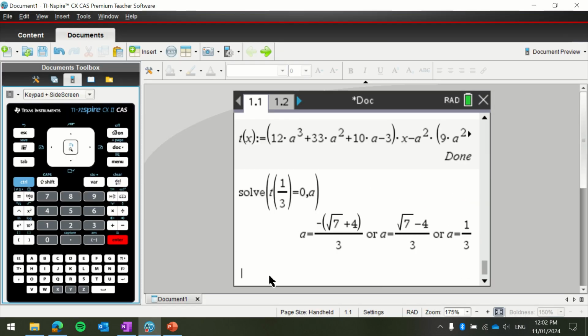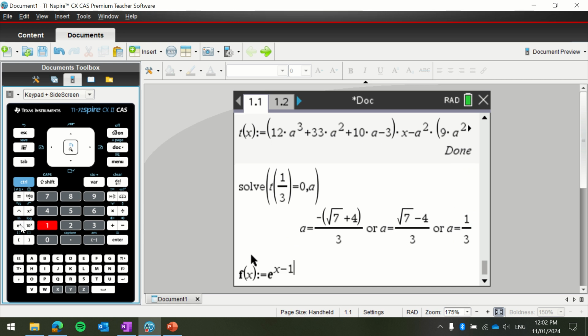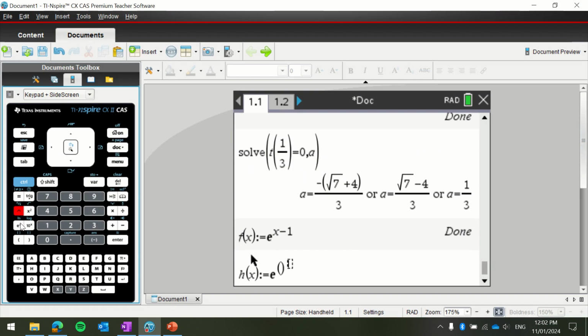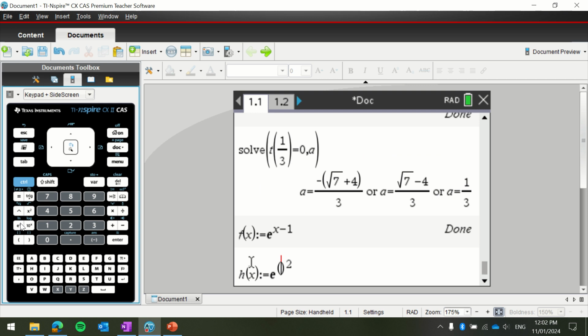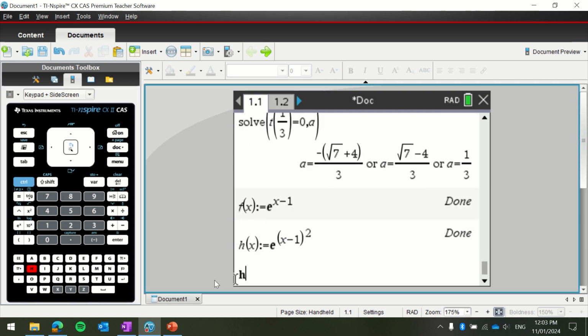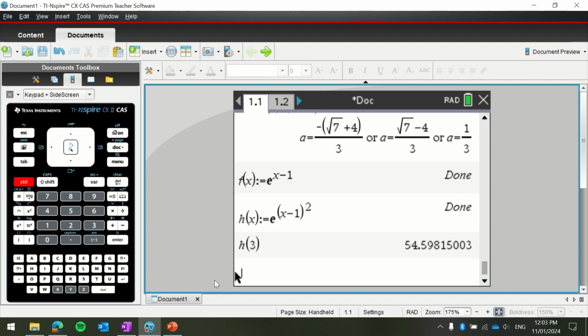So I define f to be the one I know, e to the power of x minus 1. And then I define the product as h, and I know that it's e to the power of x minus 1 squared. So here's what I did. I did x equals 3, h is 54.598.